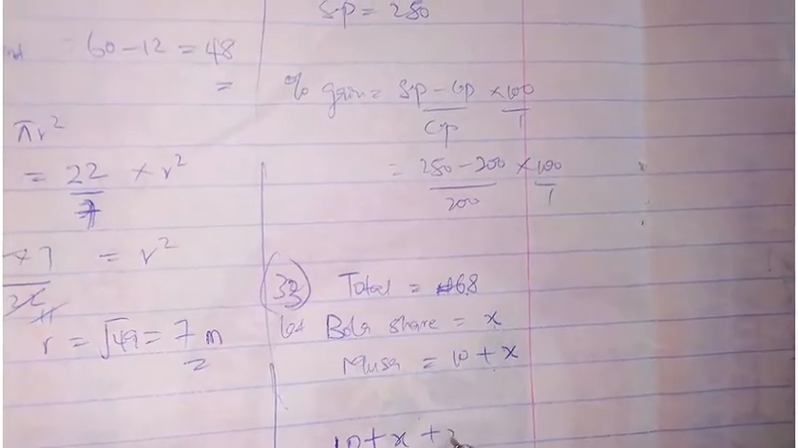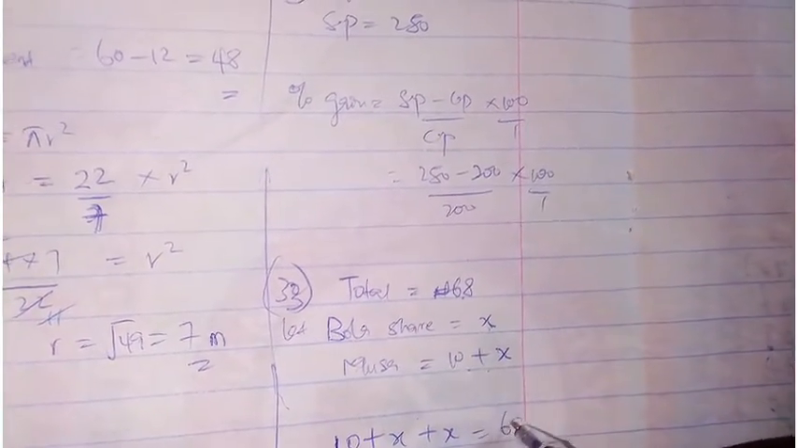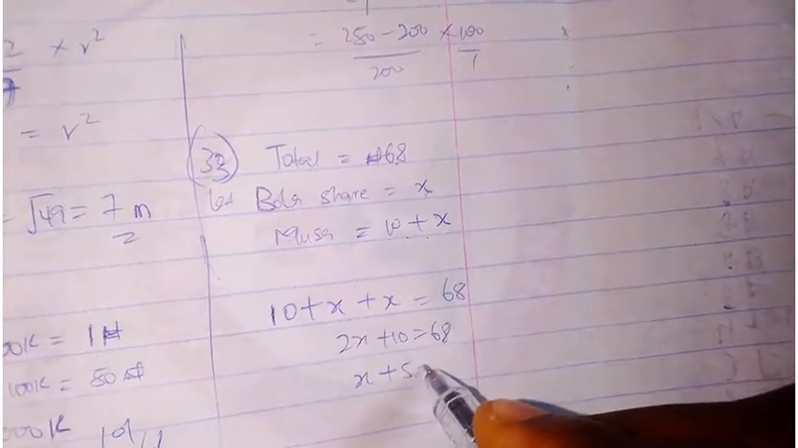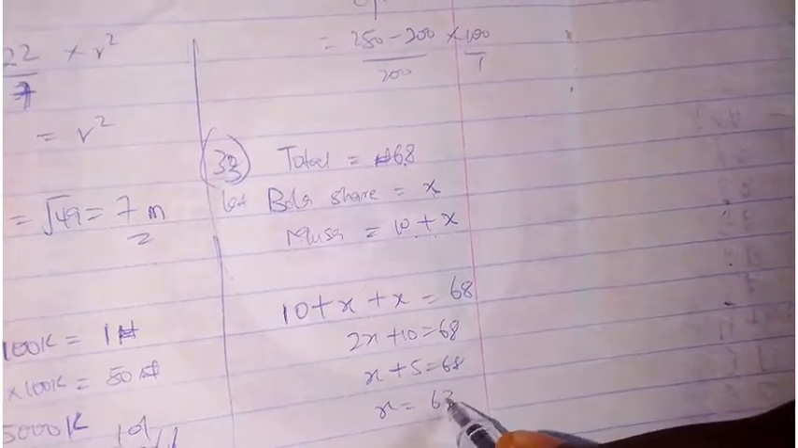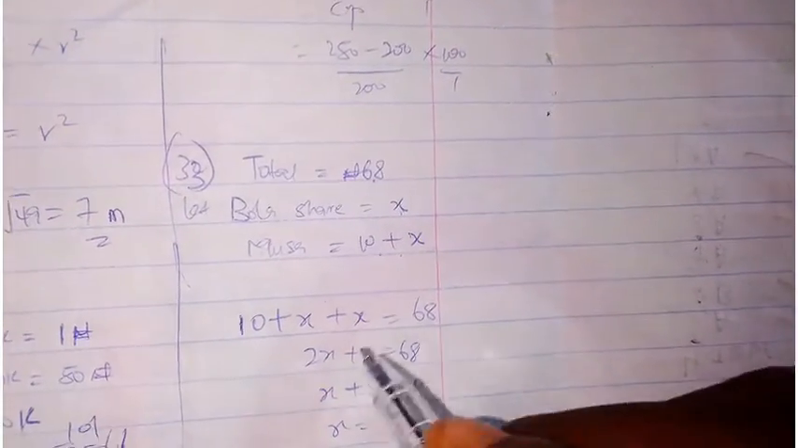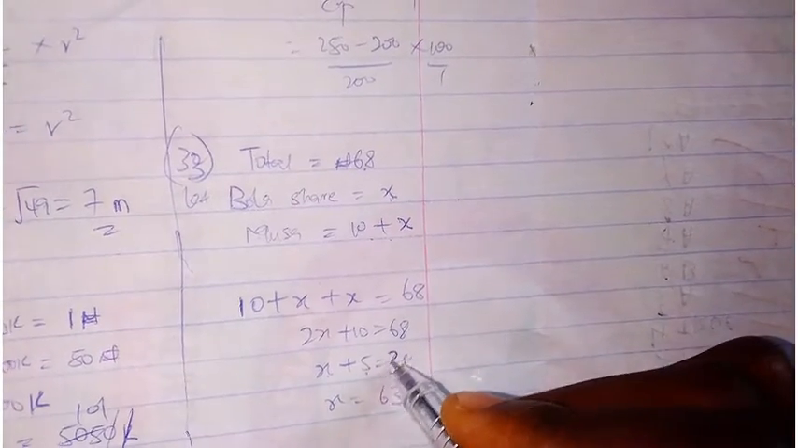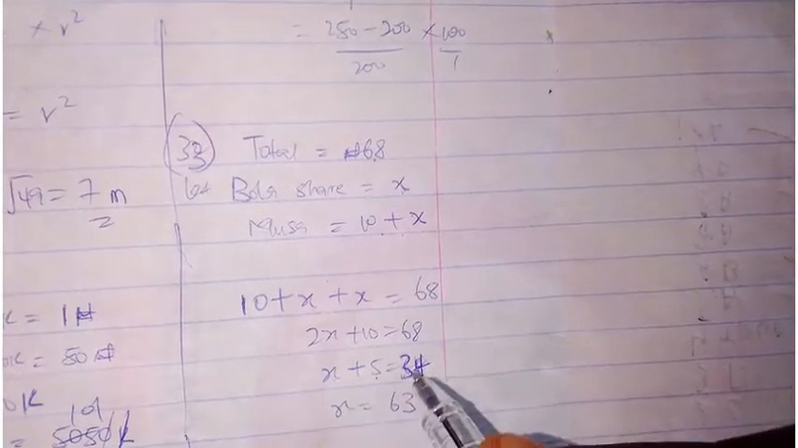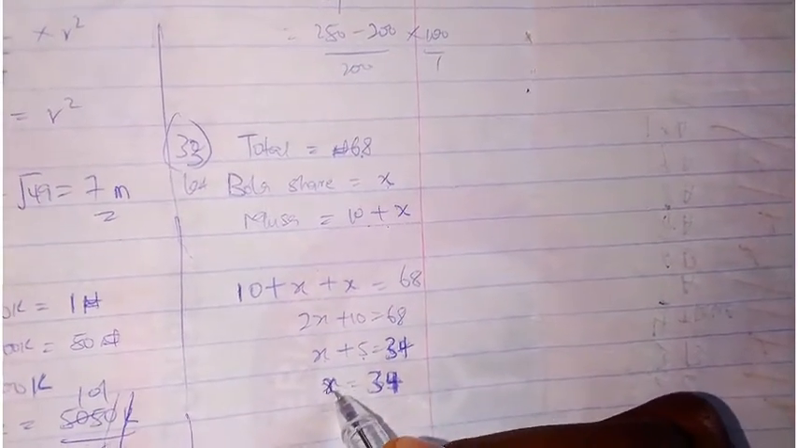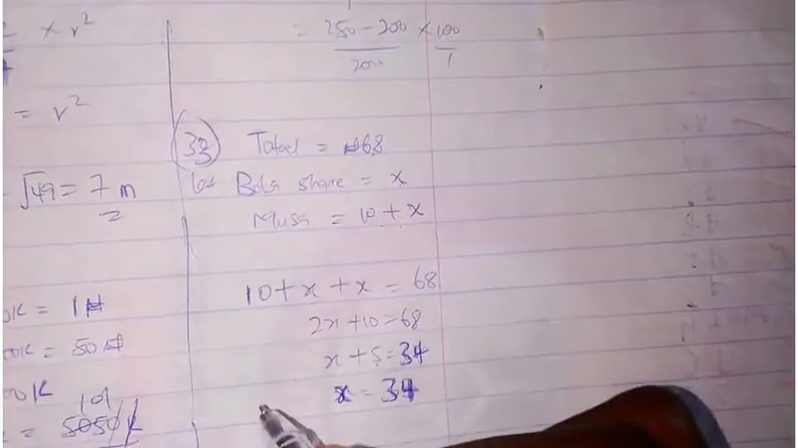It means 10 plus X, or X plus 10 plus X, is equal to 68. Leaving this as 2X plus 10 equals 68. This now becomes X plus 5 equals 34, I'm dividing all through by 2. So X plus 5 is equal to 34. So it means since X represents Bola's share, Bola is equal to X, which is equal to 34.